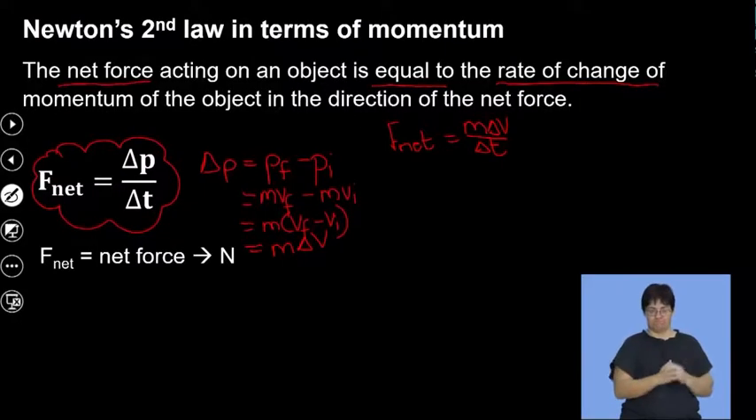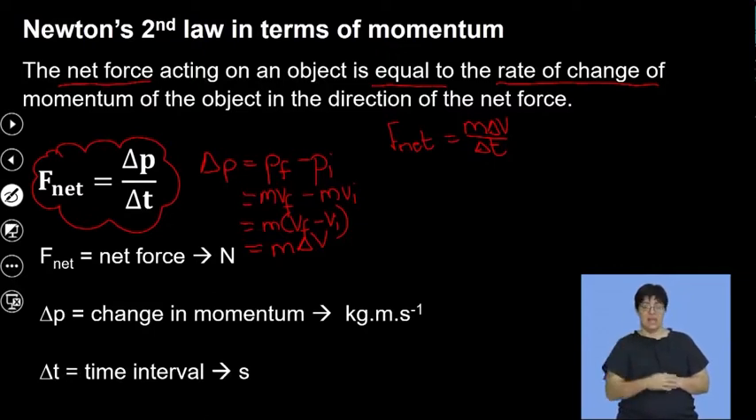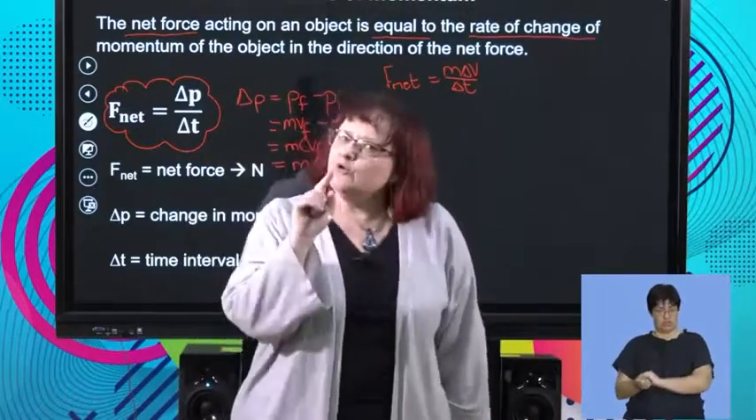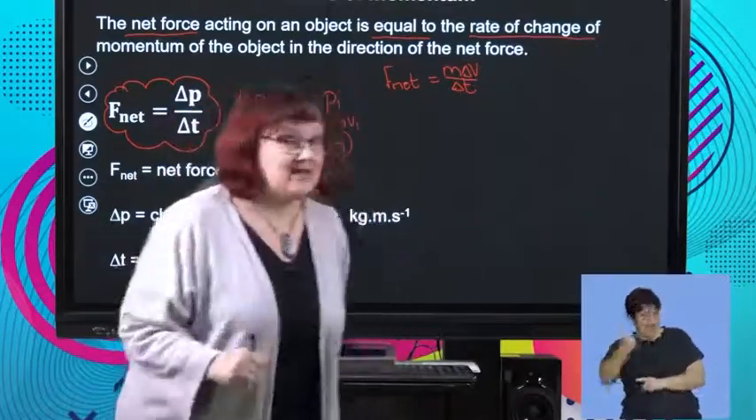So, F net is the net force. The direction of the change in momentum, because it's still a vector, is the same as the net force. Change in momentum, still in kilogram meters per second, and of course time is the time interval in seconds. Okay? Now, we've only considered what happens when the velocity changes. But Newton's second law in terms of momentum is actually very useful for something else.